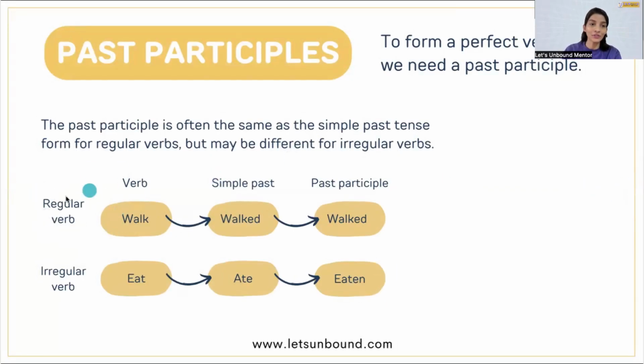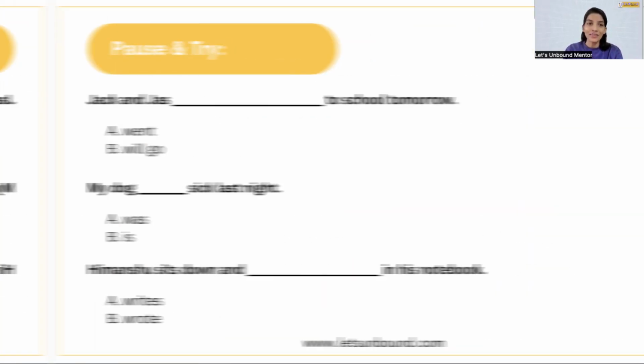If we look here, we can see that there's a base verb walk and the past tense for walk is walked, and the past participle for this will be walked only. But for an irregular verb, if the base verb is eat, the simple past will be ate and the past participle will be eaten.